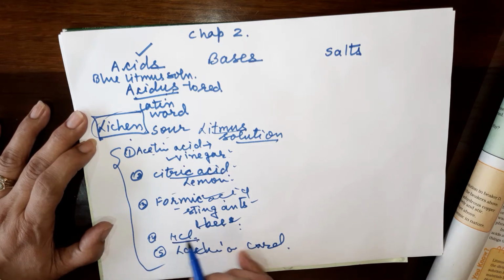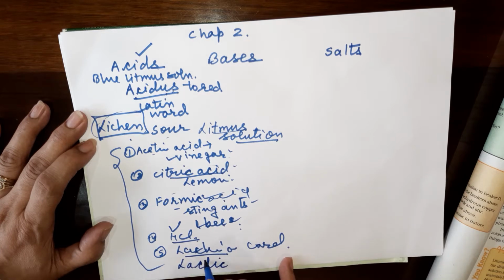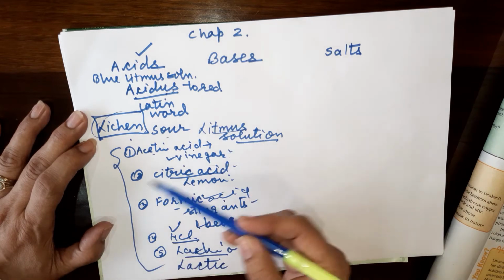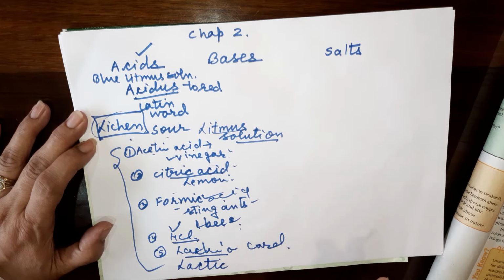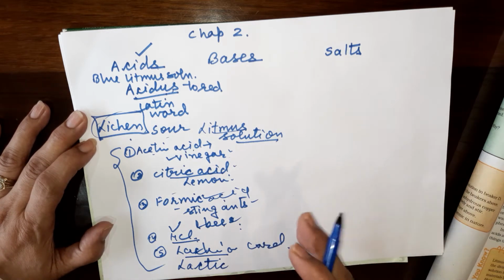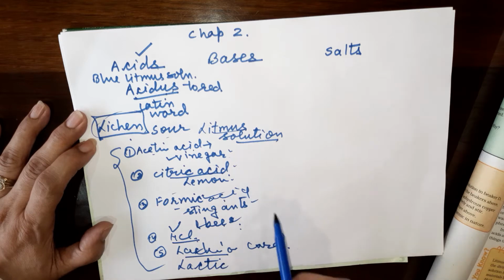Then fourth, I have taken HCl, which is secreted in gastric juice in the stomach to kill bacteria and make the medium acidic. Fifth, I have taken lactic acid. Lactic acid is found in curd. So with these you are familiar. Now we will do the properties.